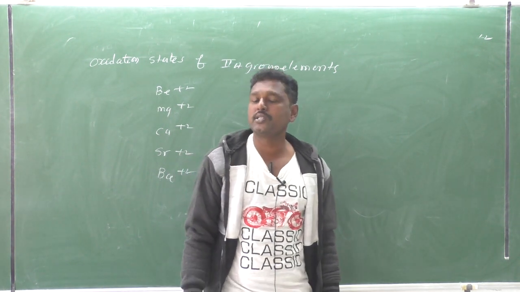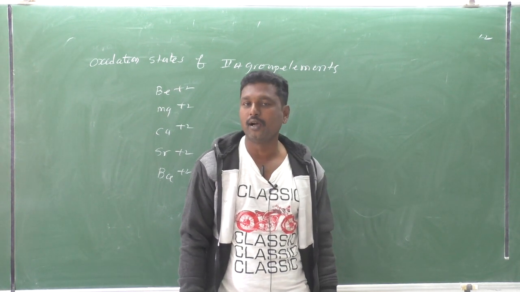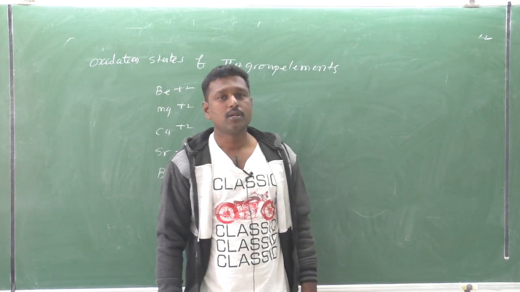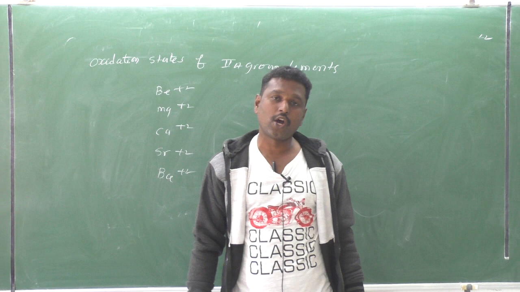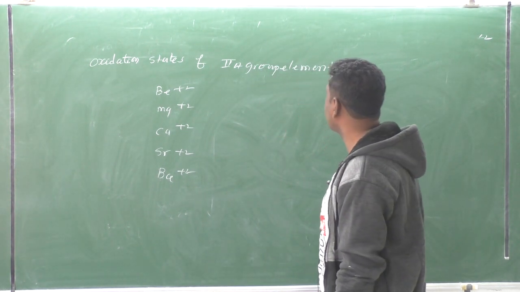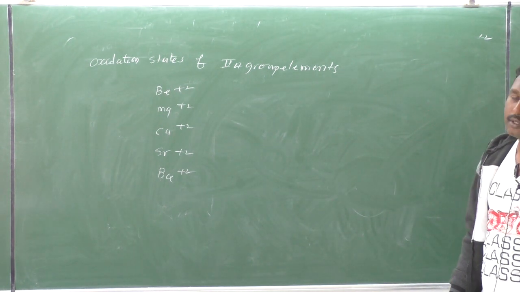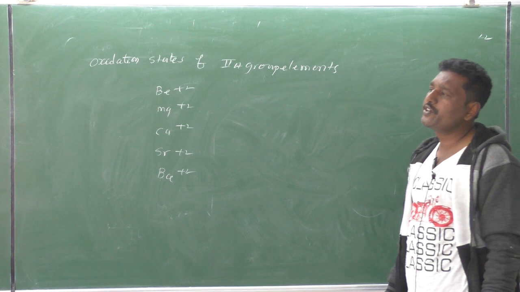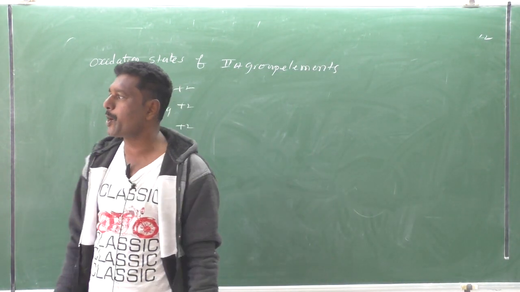If they lose the 2 electrons, what happens? They get 8 electrons in the outermost orbit. So that's why it is an easy process to form cations. This is also one of the important properties. After that, electronegativity. You know that one. Electronegativity gradually decreases in any group. That is one of the properties.